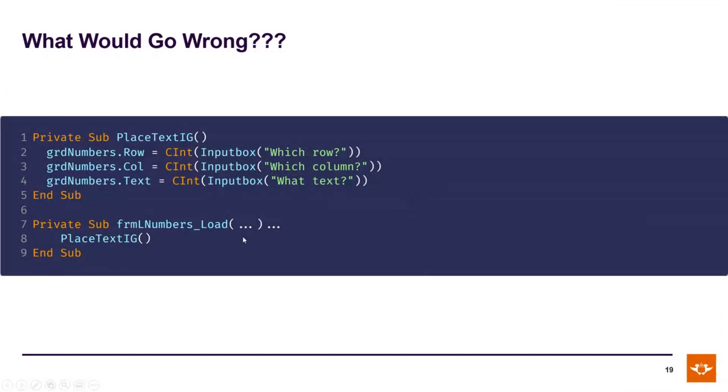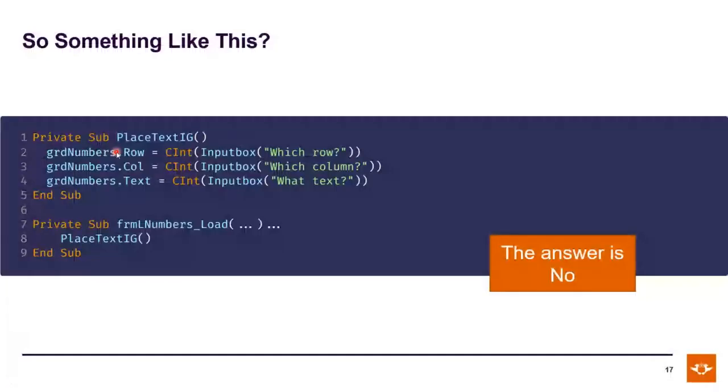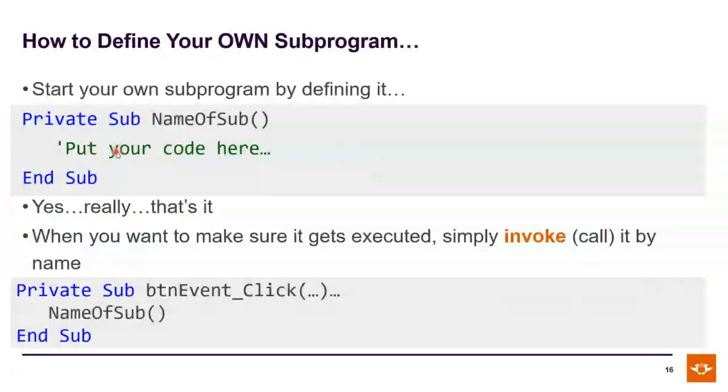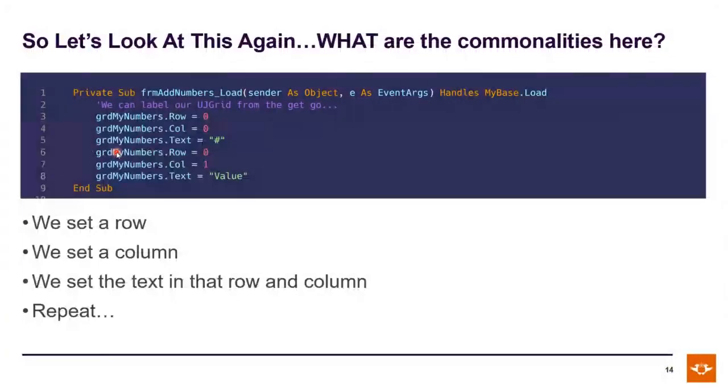So this is basically it, right? The student who asked about loops, the student who asked about subroutines. So you've noticed that each and every time we want to place text into the grid, we have to do this. We have to specify what row, we have to specify what column, we have to specify what text we're going to be writing into the grid.